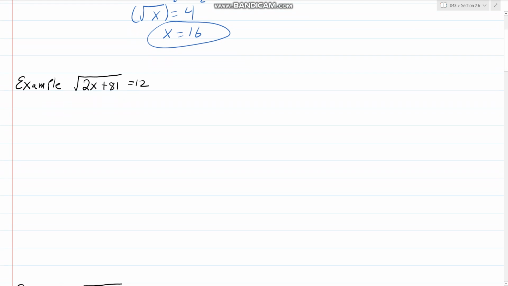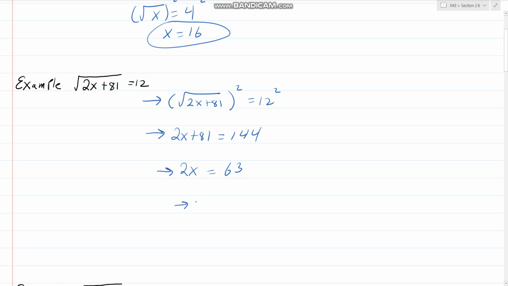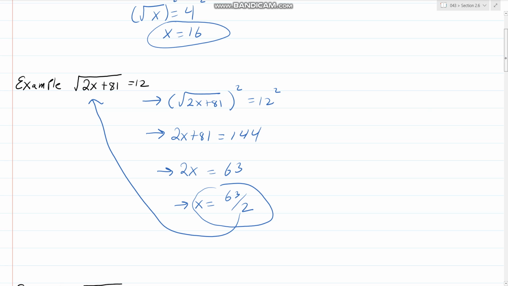Let's look at the next example. We have the square root of quantity 2x plus 81 equals 12. The square root is already isolated, so I'm going to go ahead and square both sides. So 2x plus 81, quantity squared, equals 12 squared. Now I've gotten rid of the square root, so I have 2x plus 81 equals 144. Now I can subtract 81 from both sides, and I get 63, and then I'll divide both sides by 2. I get x equals 63 halves. And if you plug that answer in for x, you'll see that it does indeed equal 12.